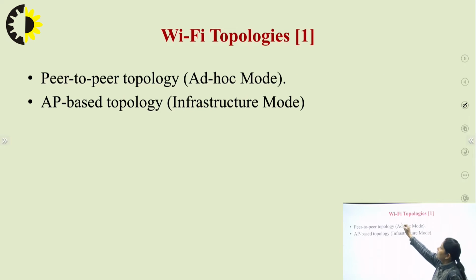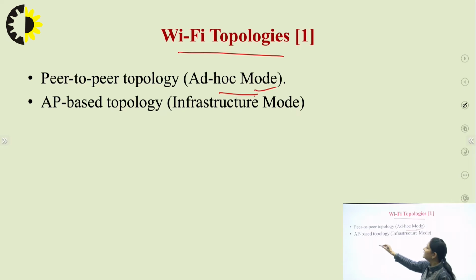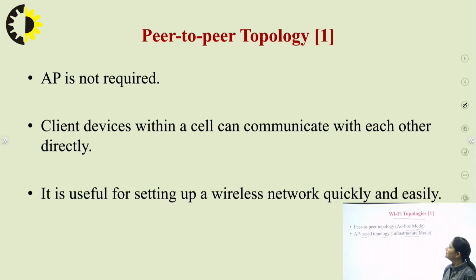Now, the topologies of Wi-Fi. The first topology is peer-to-peer, which is also called ad hoc mode. Peer-to-peer I will be discussing in the next slides. The other is AP, that is access point, that we have discussed in the last slide, based topology, which means infrastructure mode of technology.